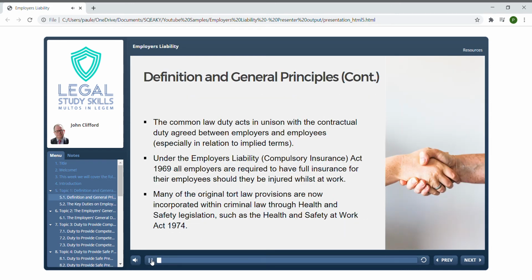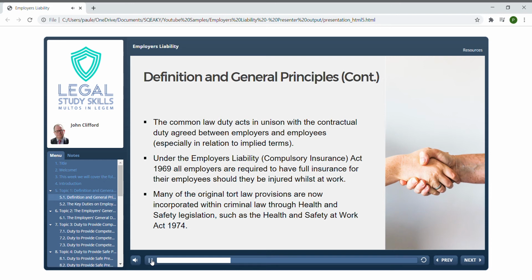So let's have a look at some general principles in this area. As I pointed out, the common law duty is well established. Originally, the duty in tort law was very much based on the contractual relationship between an employer and an employee, or master and servant. And this was especially true in relation to the implied terms. Now that particular area will be covered in contract law rather than in this area of tort law.